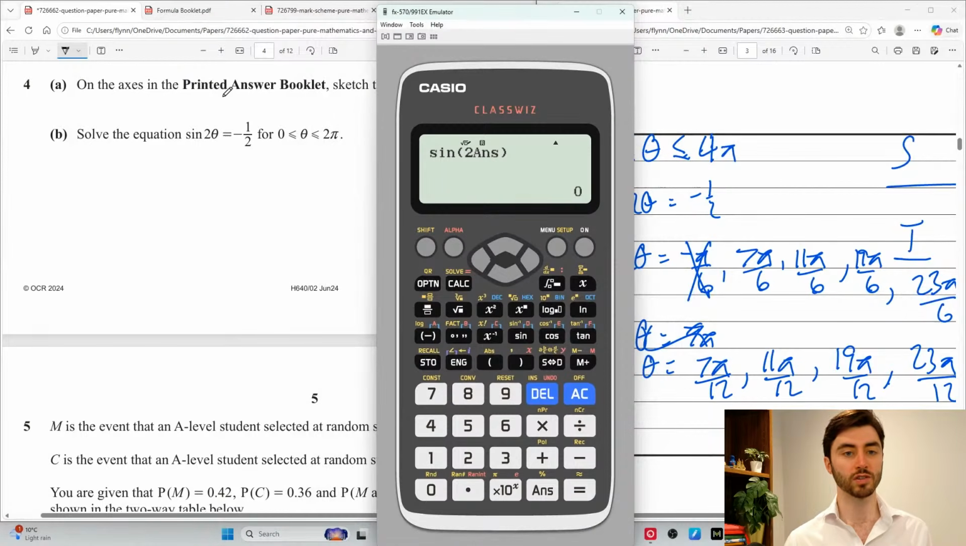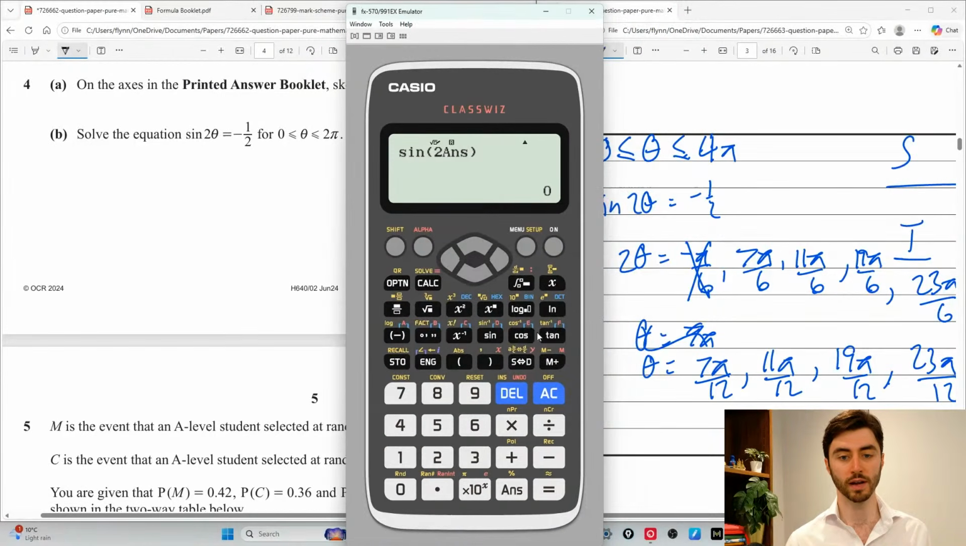As with any trig, let's just plug in my solutions and confirm that they are correct. So if I had 7 pi over 12, I'm going to confirm that sine of 2 answer is minus a half. I'm going to try 11 pi over 12 and confirm that sine of 2 answer is minus a half. It is just worth it. Belt and braces. Let's just check it. So sine of 2 answer is minus a half.